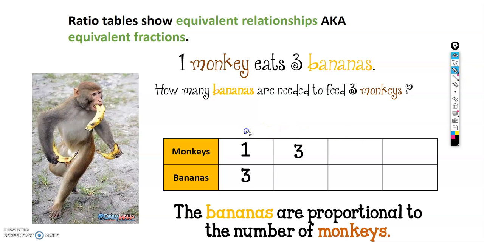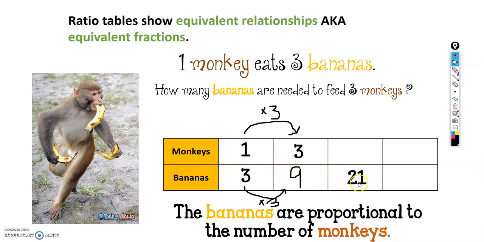If I were to figure out how did I go from 1 to 3, I multiplied times 3. If I did it on the top, then to solve this problem, I can do the same thing on the bottom, and it must be the same if it's equivalent. So we'll multiply times 3. 3 times 3 is, of course, 9. Okay, so I figured that out.